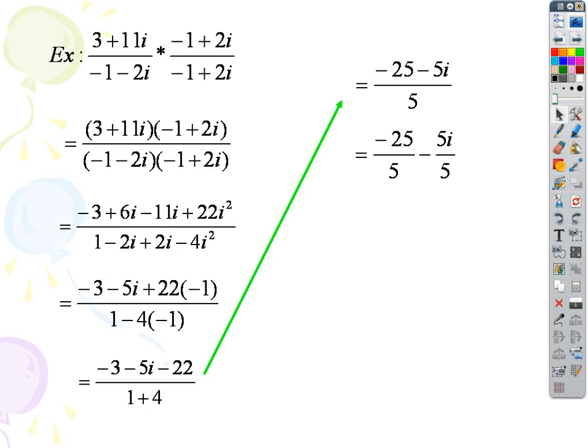So dividing is a little tougher, but the trick that you use every time is just multiplying top and bottom by the complex conjugate of the bottom. And it'll always work this way every time. Okay, so even that's not so bad.